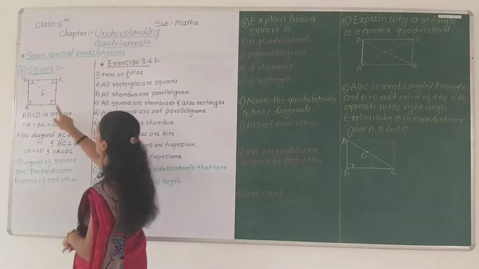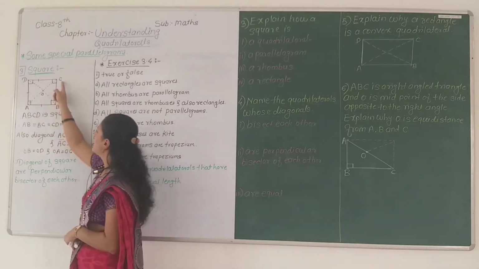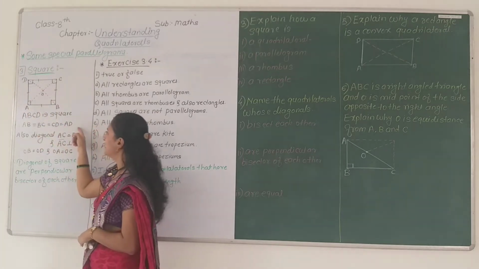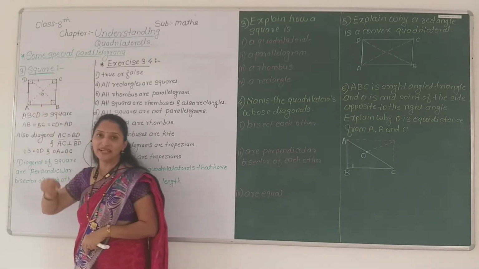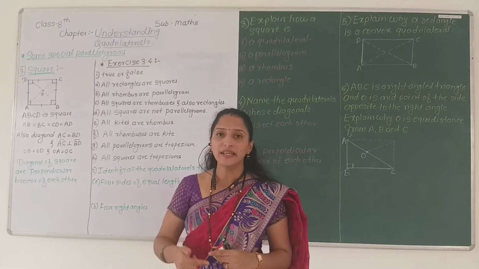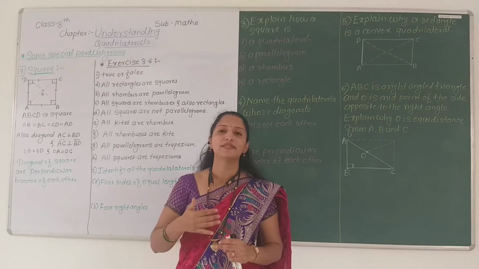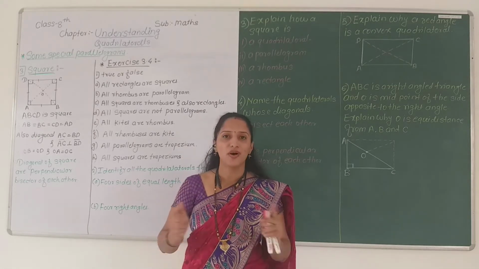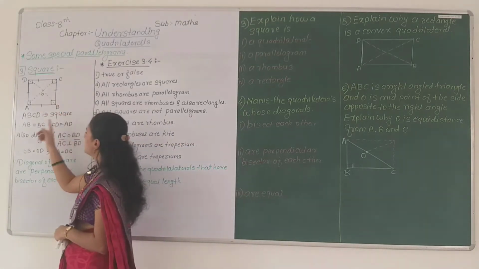So, look at the square here. ABCD is a square. All sides are equal. AB is equal to BC is equal to CD is equal to DA. Also, all angles are the same and they are of 90 degrees like a rectangle. So, that's why I told you a square is a rectangle. Since square satisfies all the properties of a rectangle, with the additional property that all sides are the same.